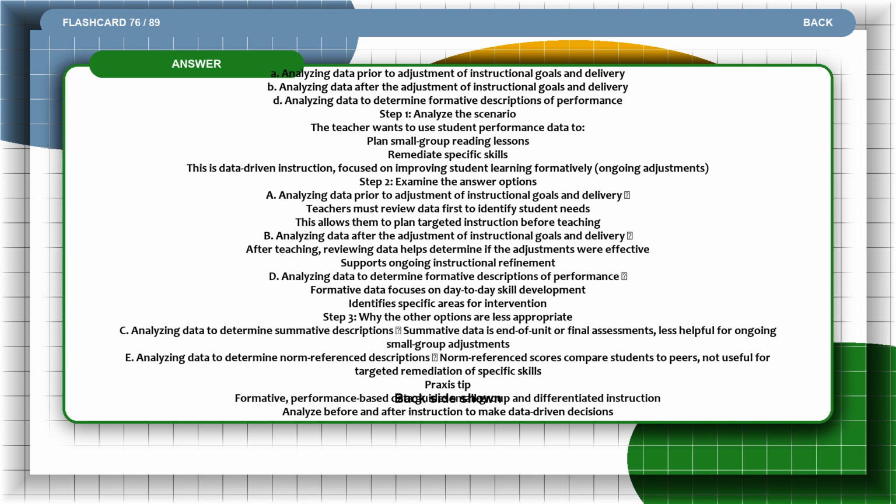Step 3. Why the other options are less appropriate. C. Analyzing data to determine summative descriptions. Right arrow. Summative data is end of unit or final assessments, less helpful for ongoing small group adjustments. E. Analyzing data to determine norm reference descriptions. Right arrow. Norm reference scores compare students to peers, not useful for targeted remediation of specific skills. Praxis tip. Formative, performance-based data guide small group and differentiated instruction. Analyze before and after instruction to make data-driven decisions.